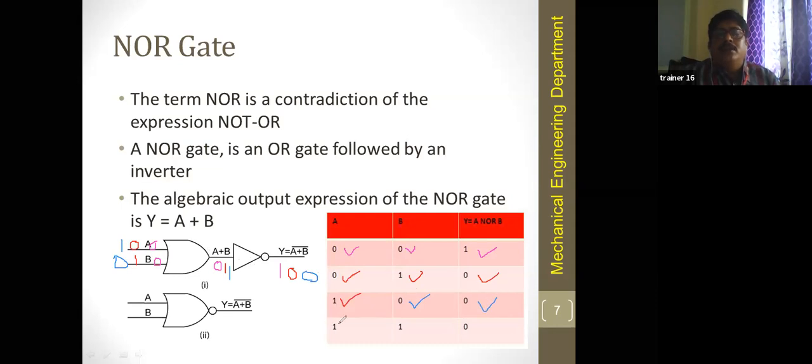And then next, we have to go for the next one, right? Here say the input of A is 1, and the input of B is 1. These are the two inputs to the OR gate. Then 1 plus 1 is nothing but 1. This is the input to the NOT gate. Then the inverse of 1 is a 0, right?